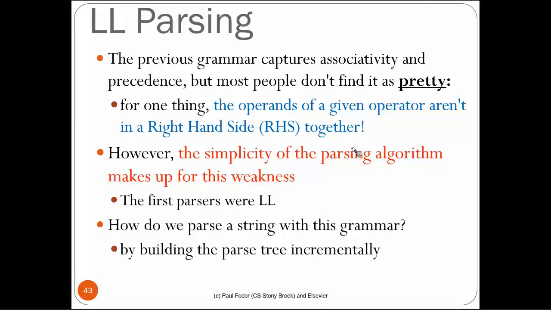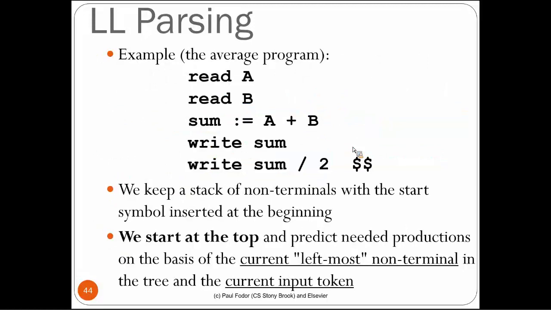And how do we parse a string with this grammar? We basically build a parse tree incrementally. And there are multiple ways to implement LL parsing. Basically, we can keep a stack of the non-terminals, starting with the start symbol inserted at the beginning. And we start at the top of that stack, and we try to predict productions on the basis of the leftmost non-terminal, the top of the stack non-terminal, and the current input token.